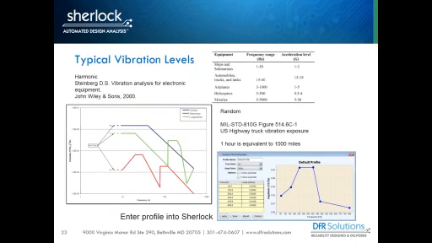Just be aware of that. Some typical vibration levels that we want to look at.